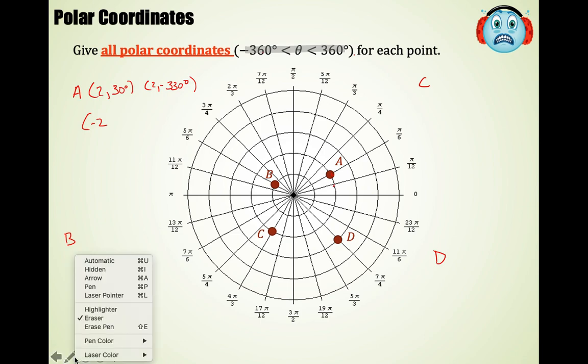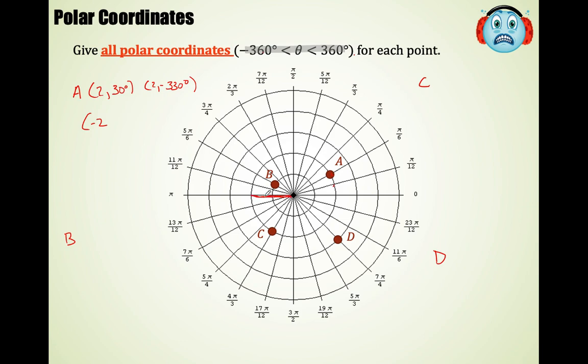Now, what about if my radius is negative? Right, if my radius is negative, it would be -2. And then I could travel in the positive theta direction or the negative theta direction.